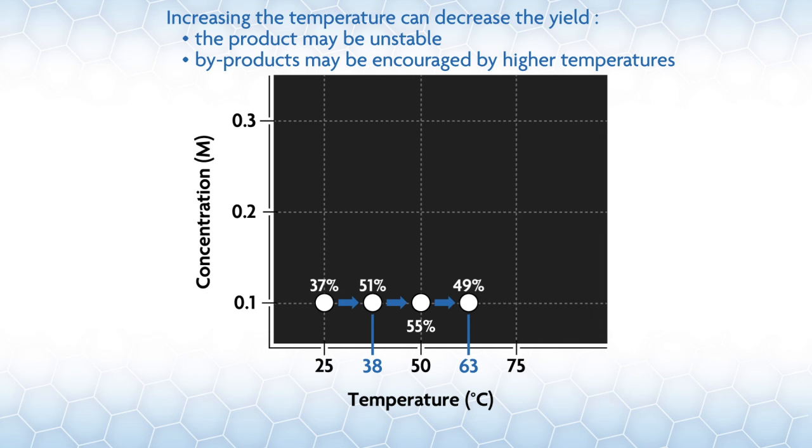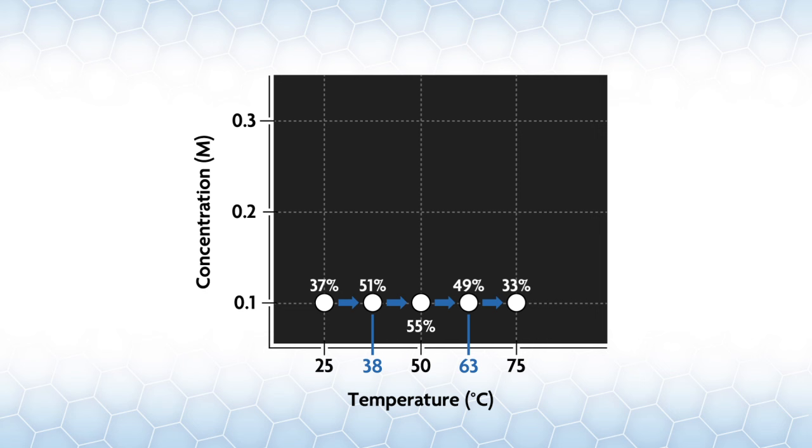Does the reaction really give a lower yield, or did I screw something up? Maybe I'll go one more step. Let's try 75 degrees C. This time you get a pitiful yield of 33%, and you're pretty sure higher temperatures are bad for the experiment.